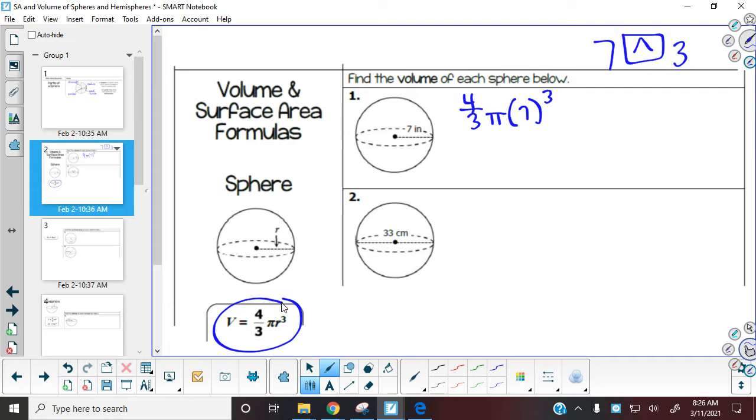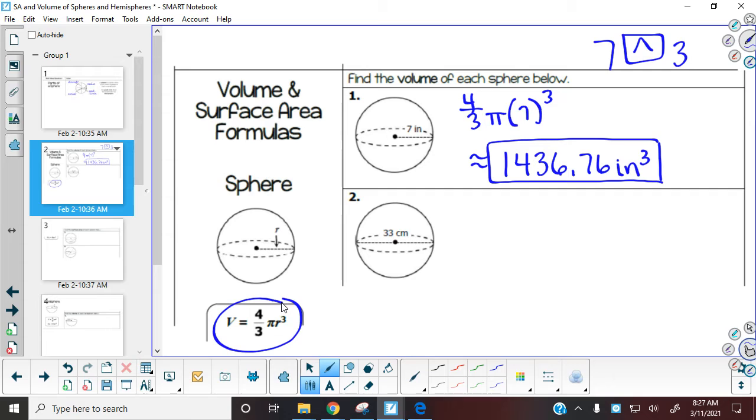So as you're entering this in, again, we want to use pi, not 3.14, and our approximation to the hundredth is 1,436.76, since we're talking volume, cubic inches. Again, if you have problems punching this in your calculator, please just ask.